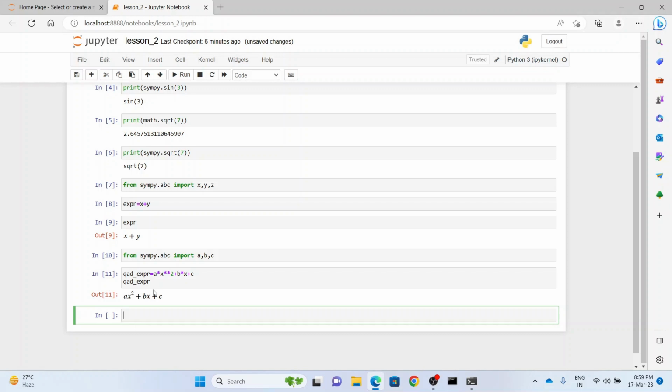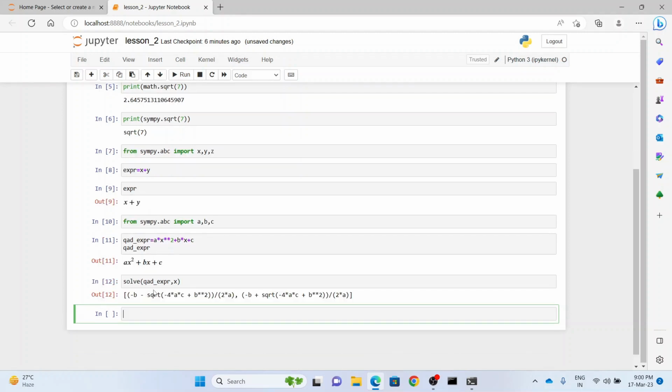Now, if we have to get the roots of this equation, all we have to do in symbolic Python or sympy, and you can also call it computer algebra system, is write solve, quad expr comma x, that is, solve the quadratic equation for x, and lo and behold, you have got the analytical expression for the roots. Now, isn't that great?